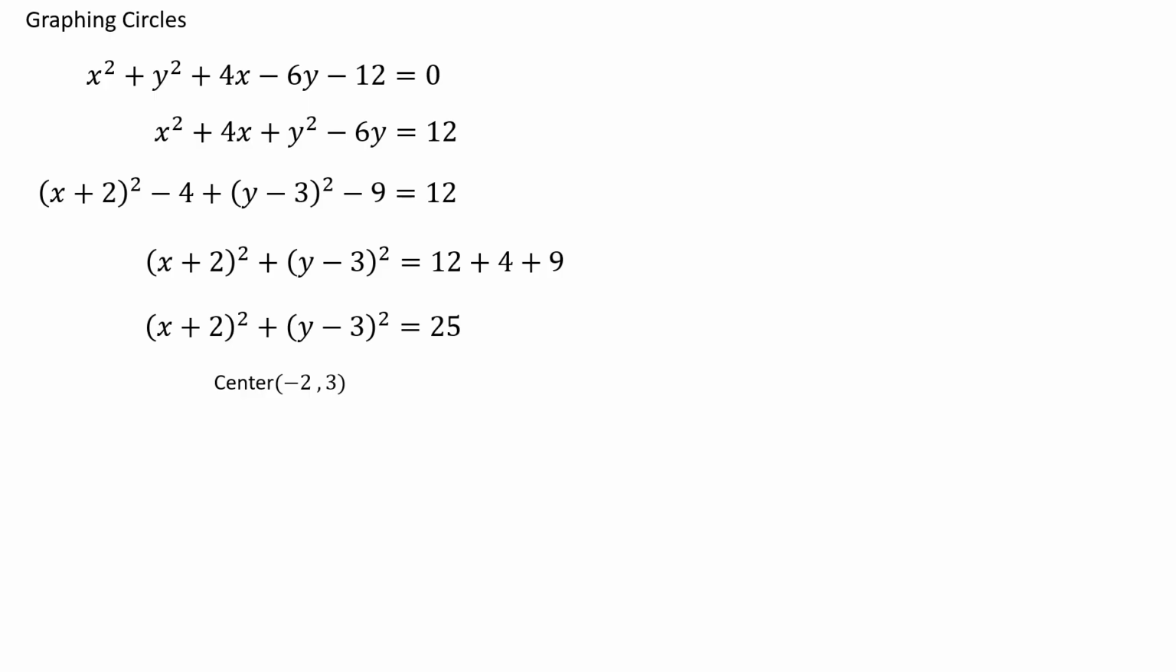The first thing you can tell when graphing your circle is where the center of it is going to be. The center of it always comes from the opposite signs of the factors. Notice we have an x plus 2 squared, but our x-coordinate of our center is -2. Likewise, we have a y minus 3 squared, and the y-coordinate of our center is +3. So the opposite signs of the factors will get you where the center of your circle is going to be.